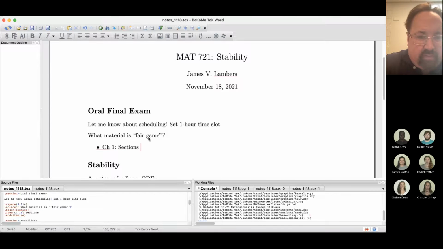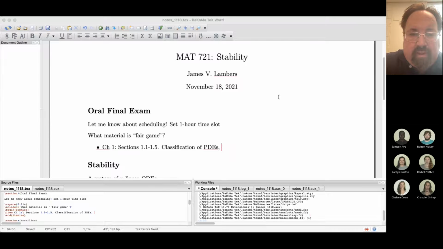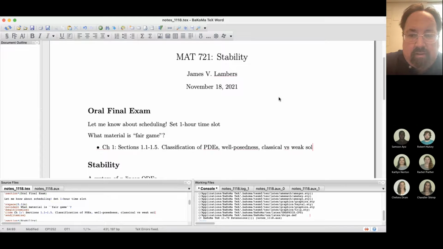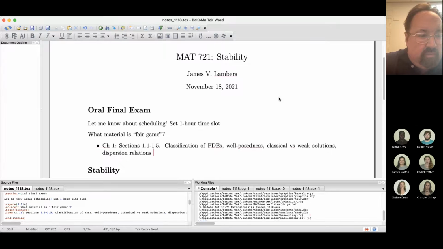For example, in chapter 1, the last few sections, I'm going to cut out because those really deal more with the kind of things you'd know for a theoretical PDEs course as opposed to a numerical one. Okay, and then certain topics within those chapters of interest. Classification of PDEs. Well posedness. Classical versus weak solutions. And dispersion relations.